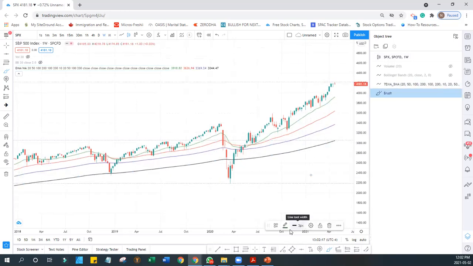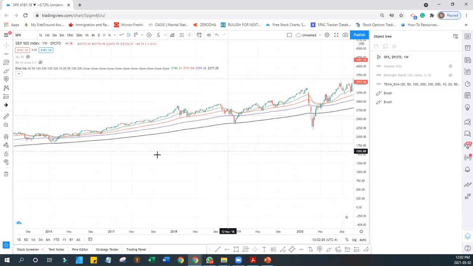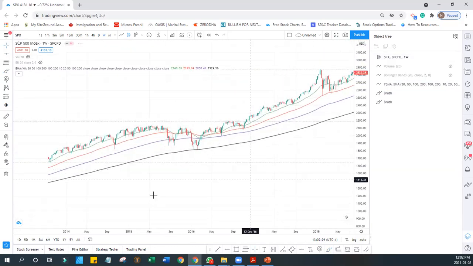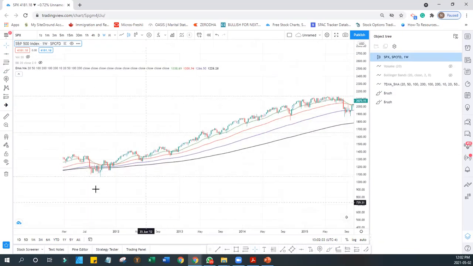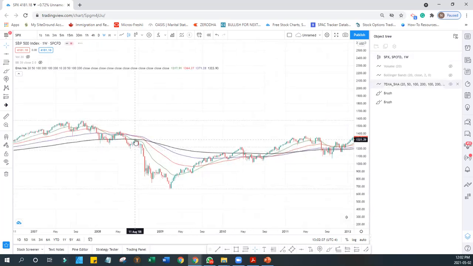Now look at the price. The 200 provides the most support every time. If you see here, the price falls below the black line every time, and this is on a weekly. Price reacts to the 200 faster. Once the price moves below 200, there are chances it's going to go down.